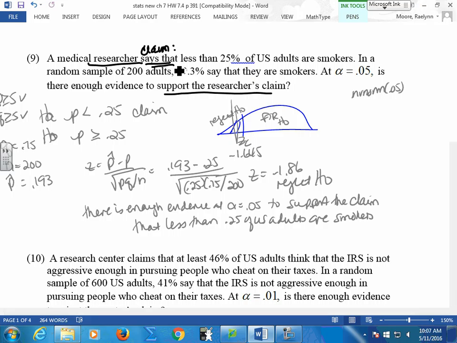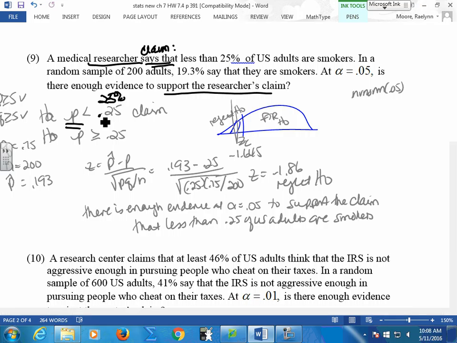So we claim that. Is it the mean that's less than 25%? What does percent start with? P. Percent, proportion. I want a P, not a mu, not an X bar. Make sure I get a P. P is less than 25%. If you put 25% in here, that's fine, but when you go to use this, it's got to say 0.25. So put the decimal in from the very beginning.